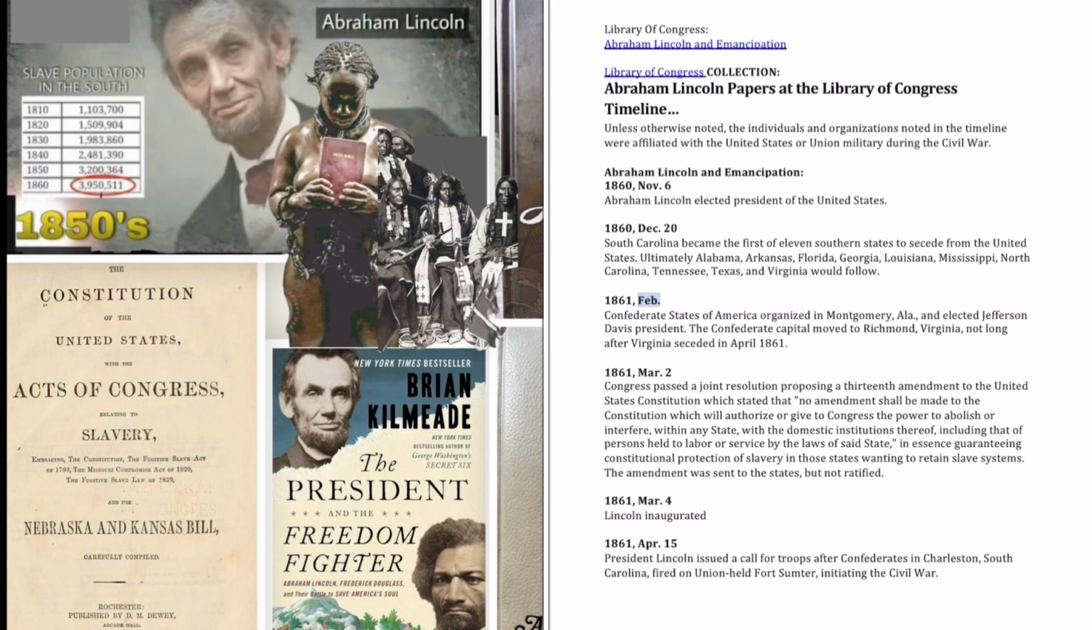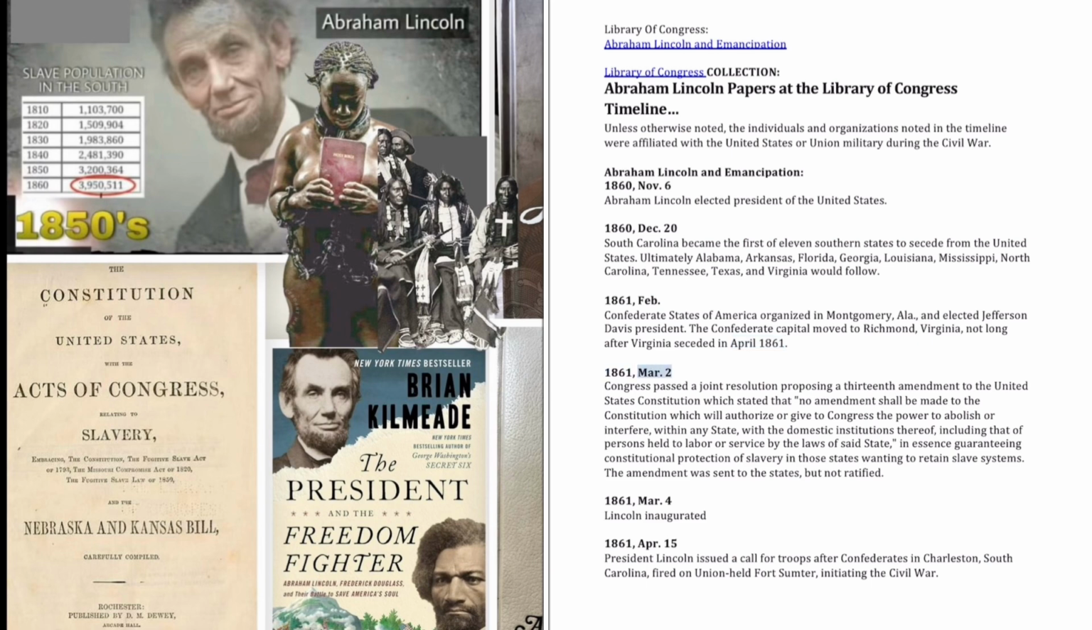1861, February. Confederate States of America organized in Montgomery, Alabama, and elected Jefferson Davis president. The Confederate capital moved to Richmond, Virginia, not long after Virginia seceded in April 1861.